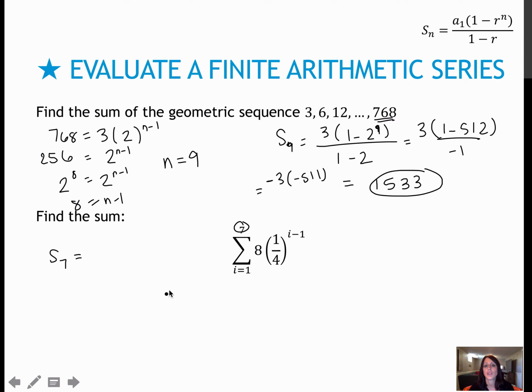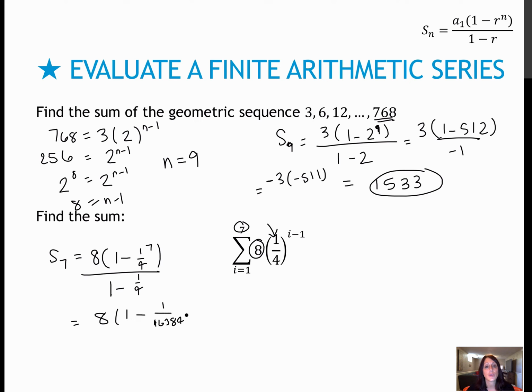For the next, obviously, that n value is 7, so we're finding the sum of the first 7 terms. The first term I would actually have to find, so I'm going to plug in, actually no, I don't, just kidding. My first term is 8. So that's 8, 1 minus r, r is 1/4 to the 7th, over 1 minus 1/4. Again, that is my r value. So that gives me on the numerator 8 and then 1 minus 1 over 16,384. And that's over 1 minus 1/4, so that's 3/4.